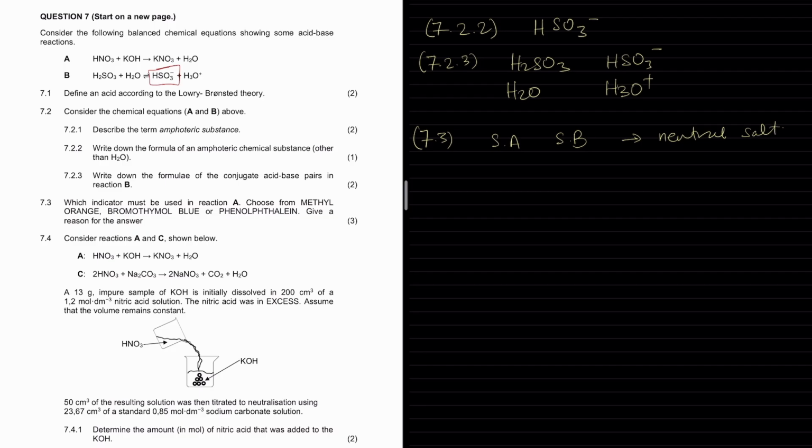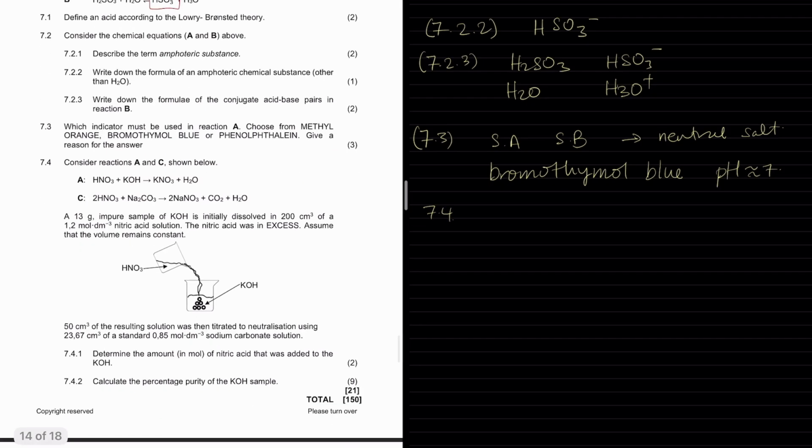So we need to choose an indicator that will have more or less sensitivity to a neutral range. And the answer there is going to be bromothymol blue. Because again, it is sensitive to a pH range of about 7.